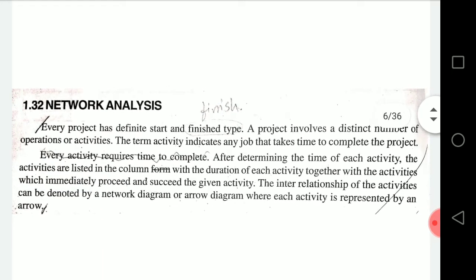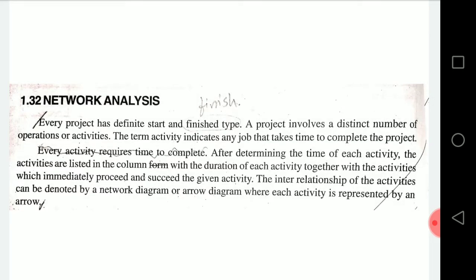So the next thing, network analysis. Every project has a definite start and finish. As we know, a project involves a distinct number of operations or activities. The term activity indicates any work. I repeat, the term activity indicates any work or job that consumes time as well as cost to complete the project successfully.